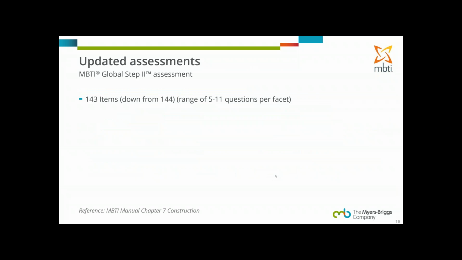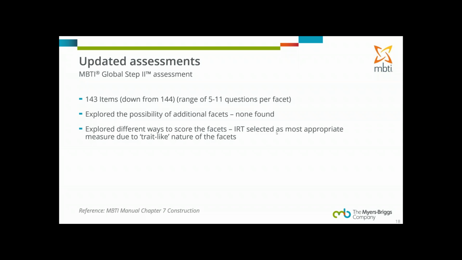So for the global step 2, we ended up with 143 items, down from 144. There are about 5 to 11 questions per facet. We did explore the possibility of additional facets through a number of different analysis approaches. And given that we had used a research assessment that had primarily depended on prior commercial versions, it's not surprising we didn't find anything, but we certainly gave it a try. And we looked at different ways of scoring the facets. We did look at latent class analysis, and we eventually ended up coming back to IRT, which is what's currently used on the Form Q.